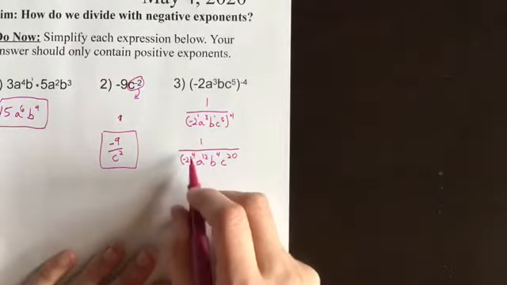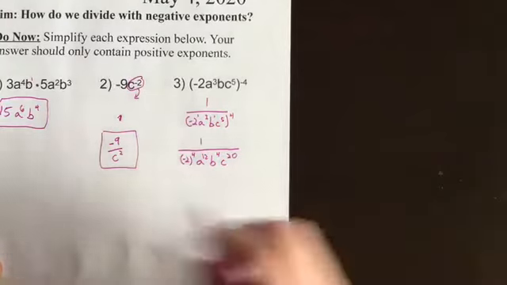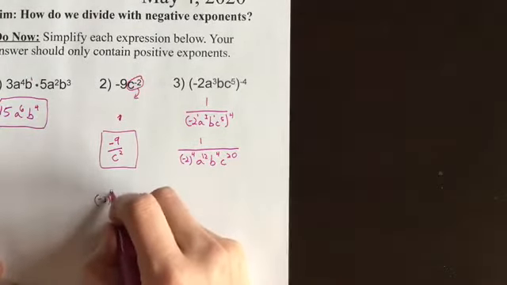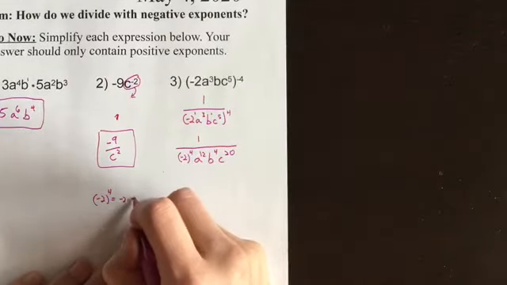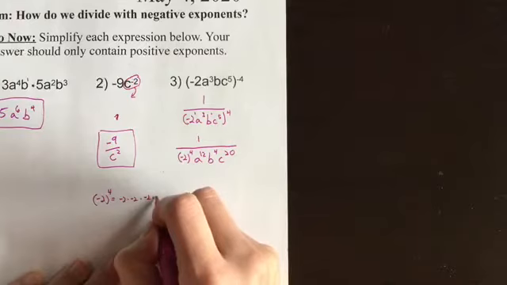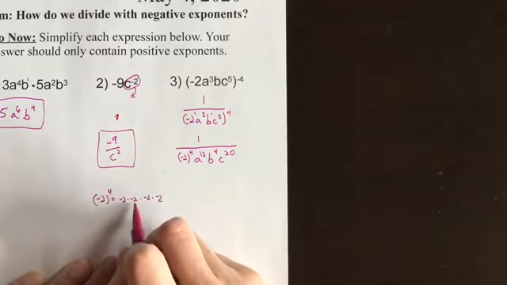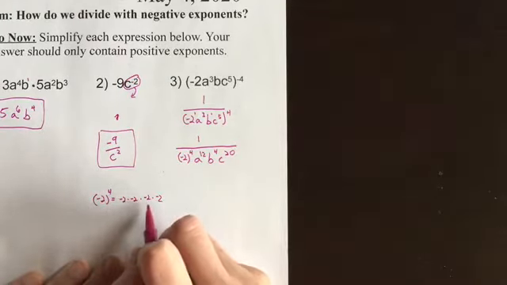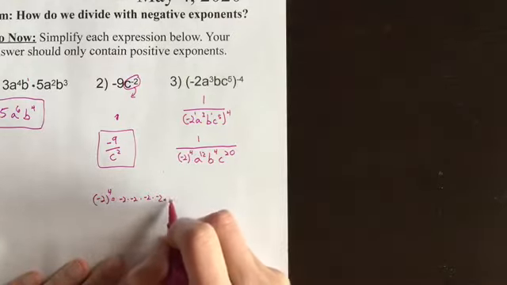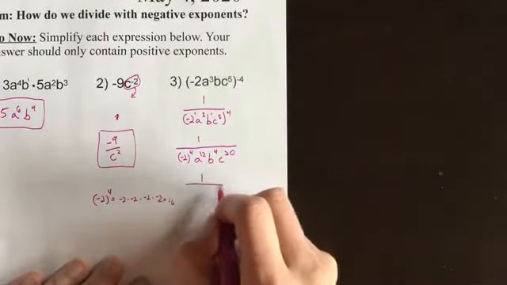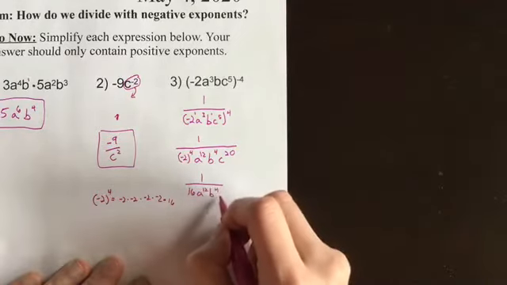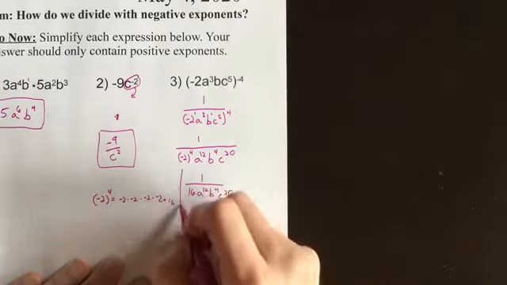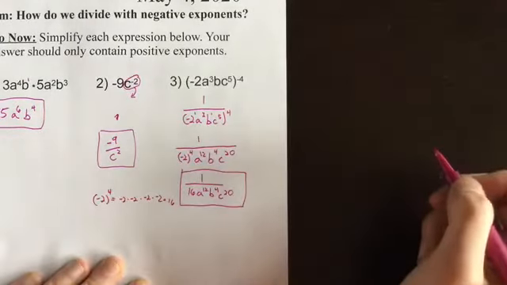Now we just have to simplify that negative 2 to the fourth power. So I might come over here to the side so I can show my work. The parentheses show me that that's negative 2 times negative 2 times negative 2, right? Negative 2 times itself 4 times. Negative 2 times negative 2 is positive 4, times negative 2 is negative 8. Times negative 2 is positive 16. So our final answer should be 1 over 16, a to the 12th, b to the 4th, c to the 20th. And there we go.